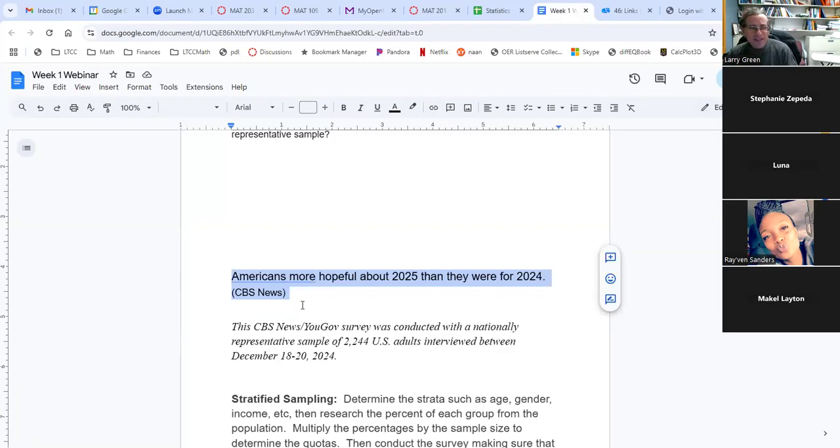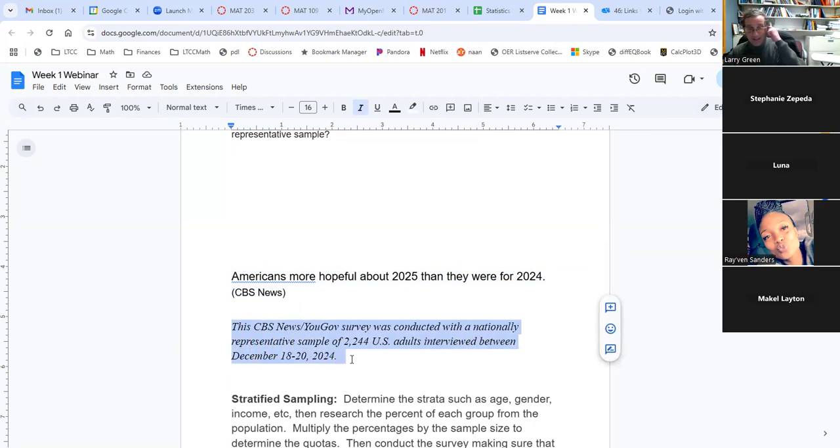Okay, so what they did, and I copied and pasted this out of the article, is that the CBS News YouGov survey was conducted with a nationally representative sample of 2,244 U.S. adults interviewed between December 18th and 20th in 2024.